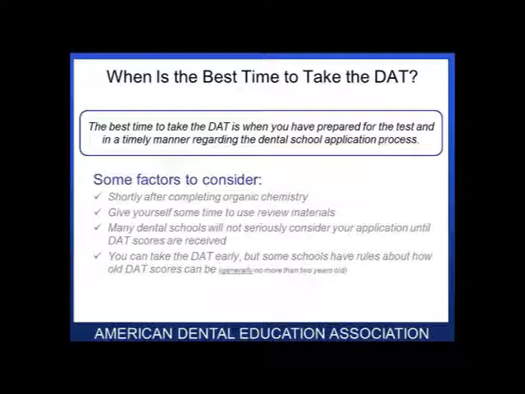Again, I want to discourage you from walking into the DAT cold. That is, taking the DAT for the first time as a diagnostic to determine your strengths and weaknesses in preparation for a retake. Be ready to do well on the DAT the first time you take it. Also keep in mind that many dental schools will not seriously review your application until they've received your DAT scores, so don't delay your DAT unnecessarily late in the application process.